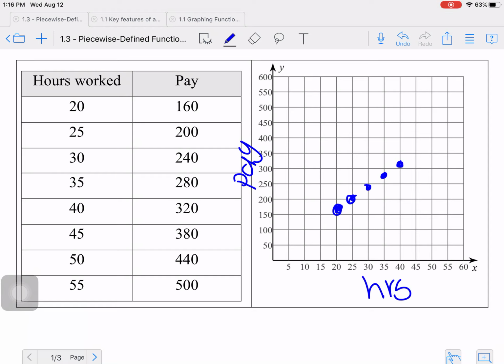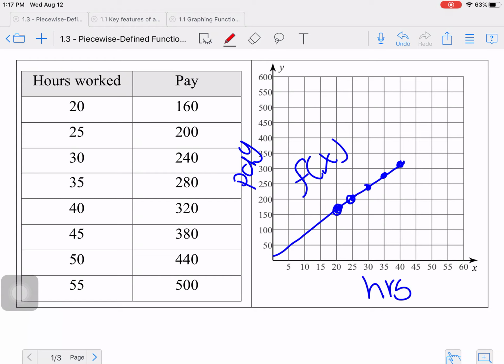So if I were to create a visual representation, this would create a straight line. Okay, and that was a really horrible line. Now what happens when she starts working overtime? I'm going to call this function f of x, just to give it a name.